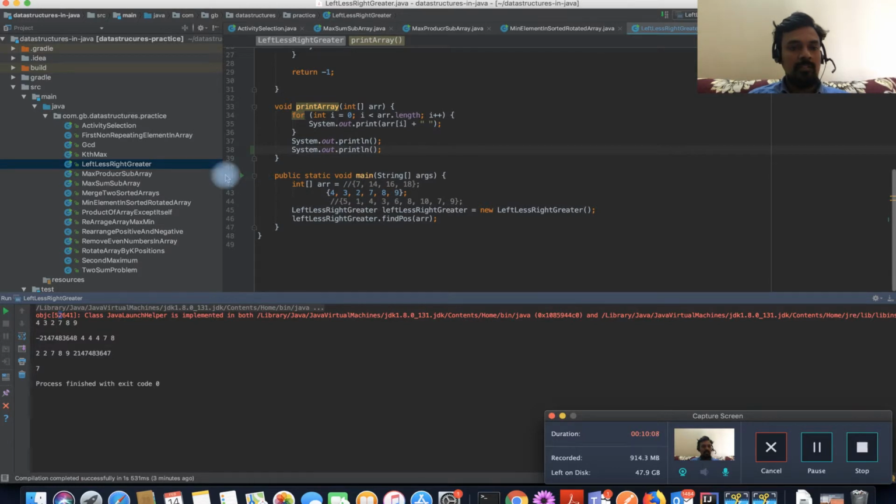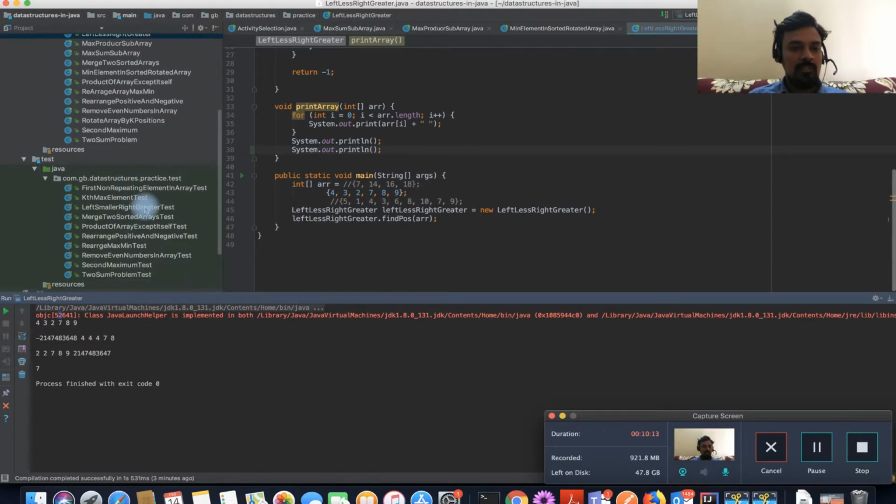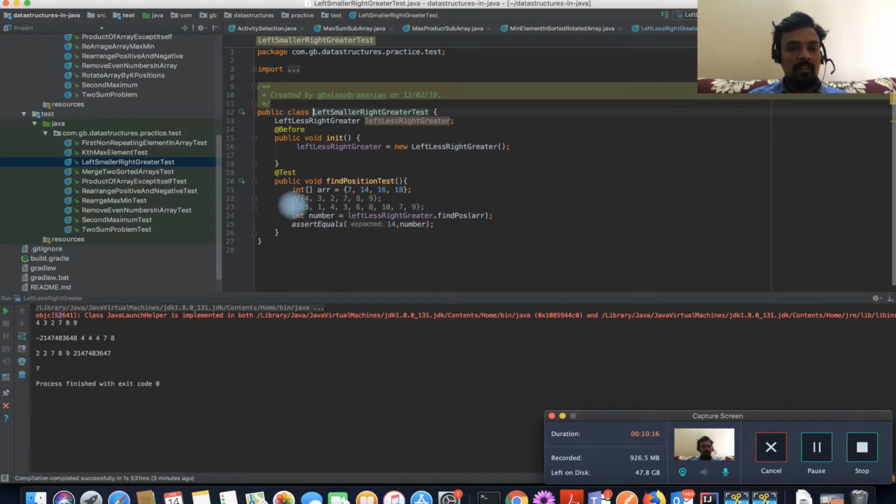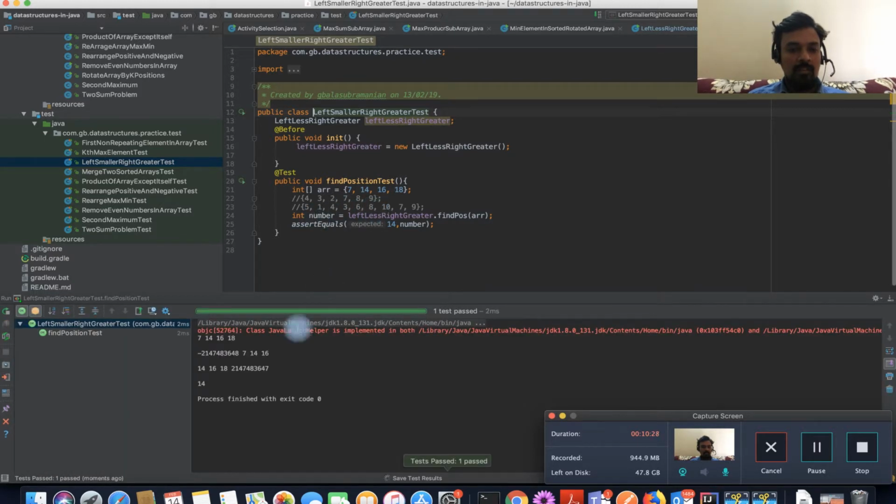So as we usually do, I have written a test case which captures this array. Find this position, run this test. So the answer is 14. If you see this, as I clearly told previously as well, the 7 cannot be the answer because that's the first element, and 18 cannot be the answer. So this is a sorted array where for 14, any element before that is less than, and the element after 14 is greater than.